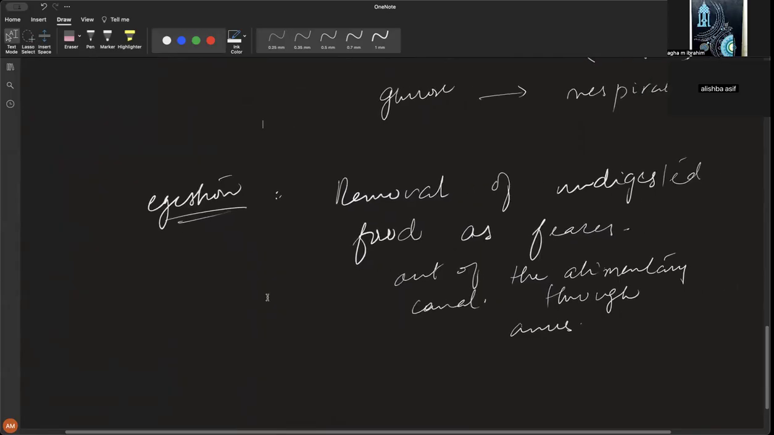And the last part of all of what takes place with the food is egestion, the removal of undigested food as feces. The fecal matter is removed from the body. The undigested food is removed from the body out of the alimentary canal through the anus. All right. So it all started with the mouth, and it ended at the anus.